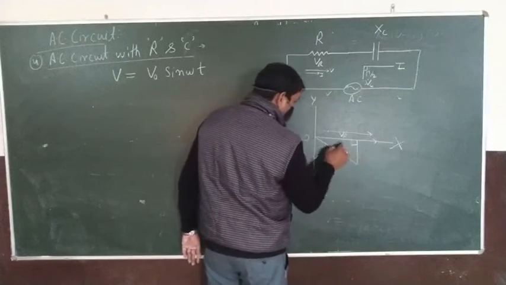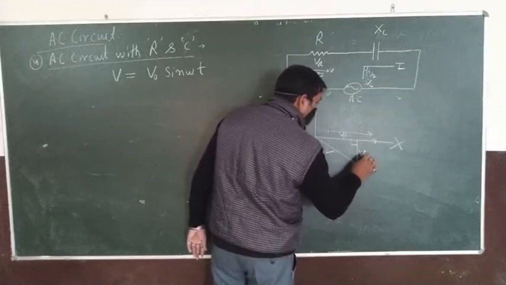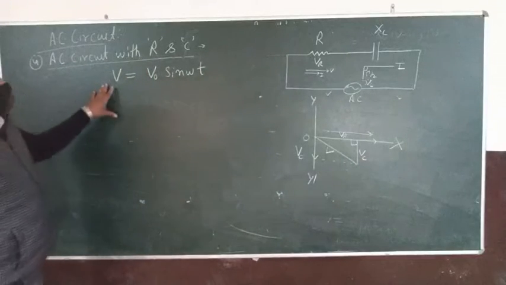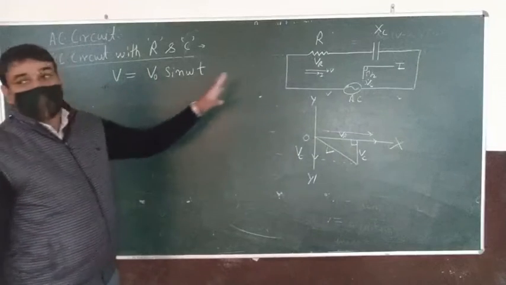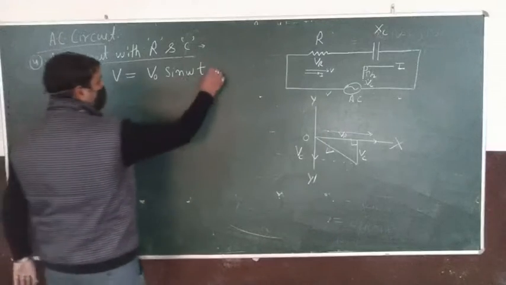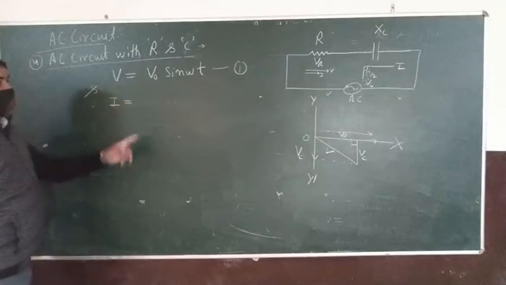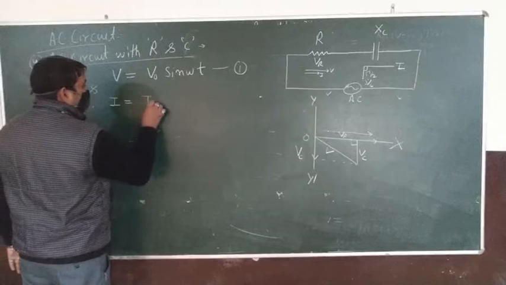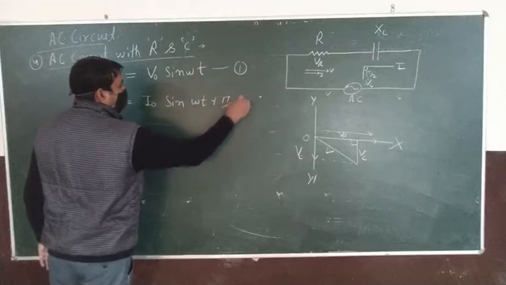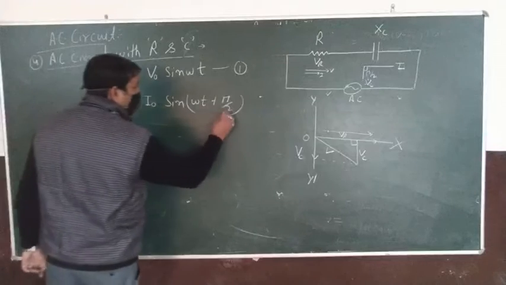The value of V is the resultant value of voltage across resistance and the voltage across the capacitor. Here the voltage applied across the circuit is represented by V is equal to V naught sin omega t. This is your equation first. And second is current across the circuit is given by I naught sin omega t plus pi by 2. That is, the current leads the potential by a phase angle pi by 2.